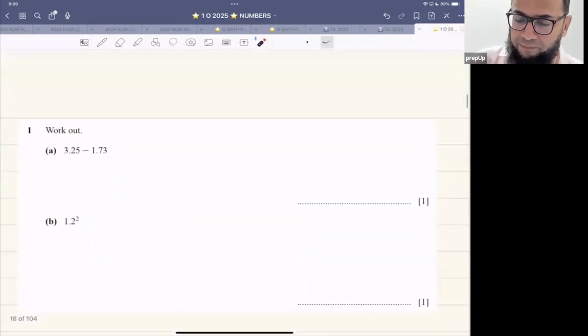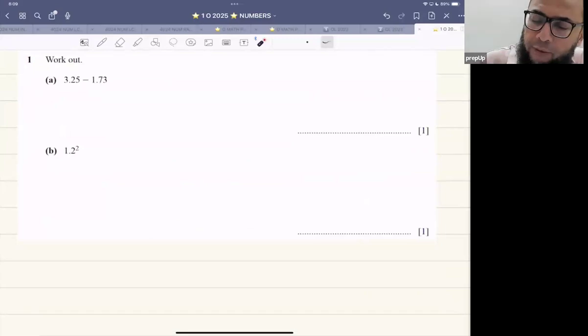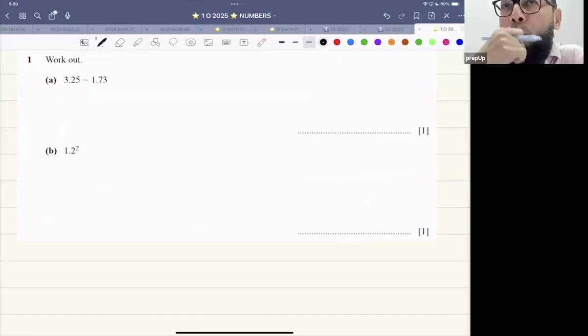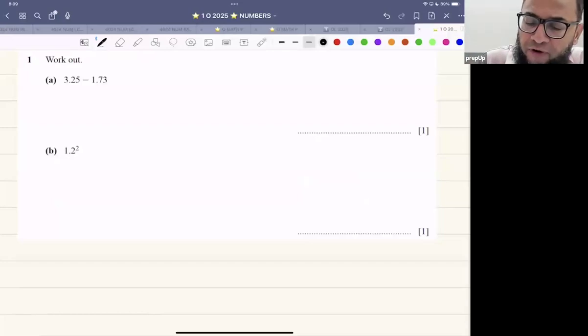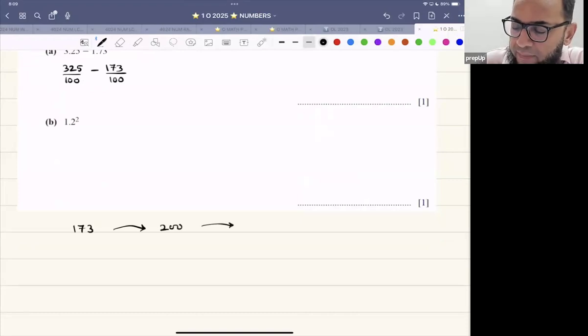Now the second one. Work out something like this. So now 3.25 minus 1.73. How should I work it out? Now, what I can do is let me write 3.25 as 325 over 100. 1.73 is 173 over 100. Let me do the subtraction of 173 from 325.